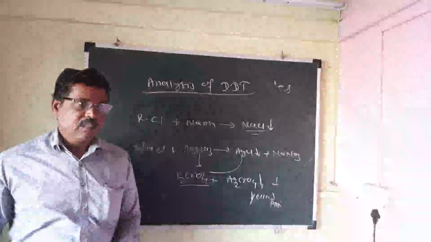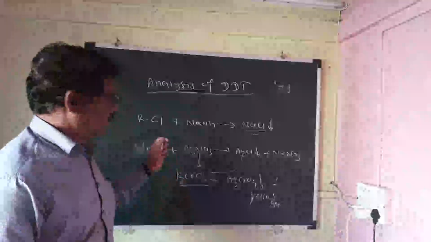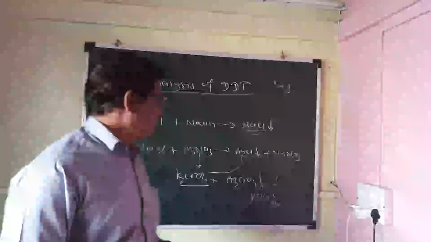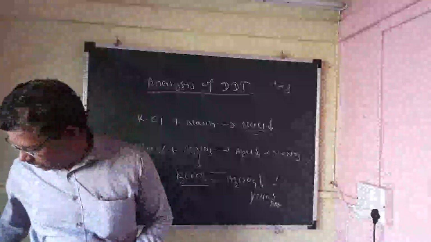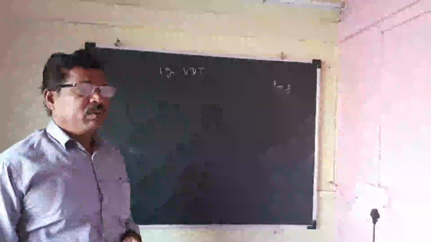This is used in the analysis of DDT very accurately but not exactly. Let us take 1 gram of DDT, and this DDT is taken in a 250 ml volumetric flask.